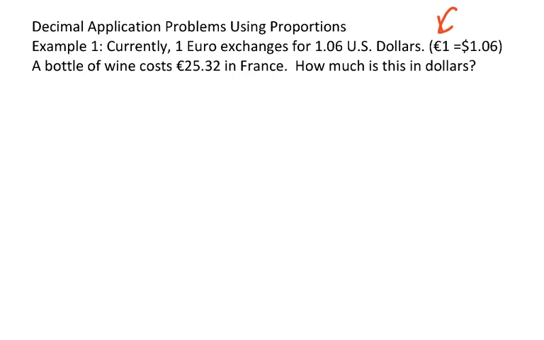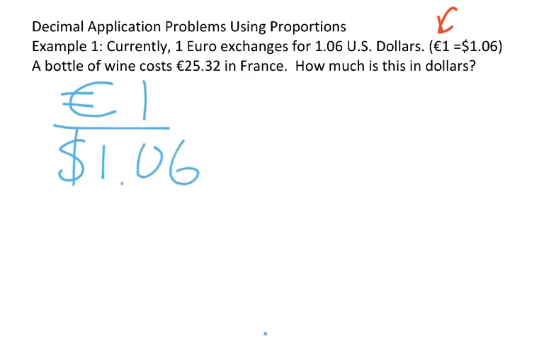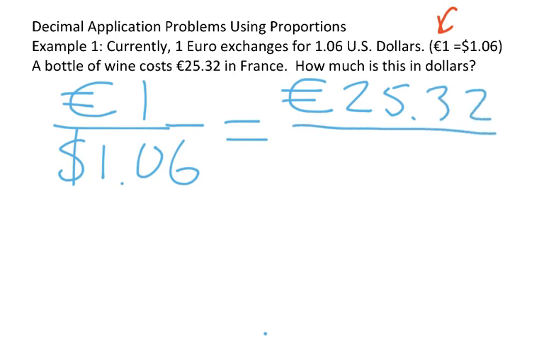If €1 exchanges for 1.06 US dollars, we can write that as a fraction of €1 over 1.06 US dollars, taking that exchange rate and making a ratio out of it. And because this would need to be proportional, the ratio that we would also get if we compare the bottle of wine in euros versus dollars should be equal.